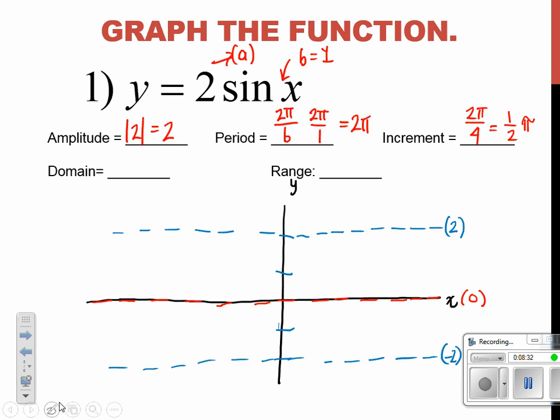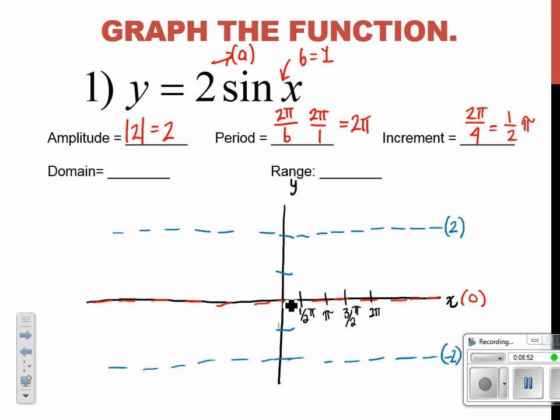Okay, and then we're going to put our increments on there. Our increments are going to be spread out about the same amount. So this is 0, then this would be 1/2 pi, 2/2 pi, which is pi, 3/2 pi, and 4/2 pi, which is 2 pi. So it takes 2 pi to complete a cycle.